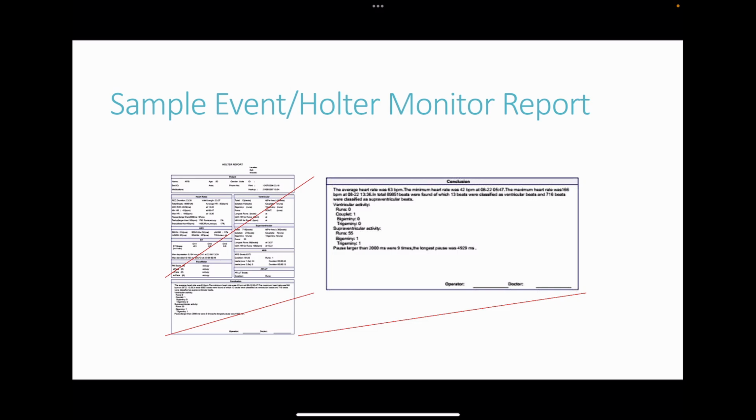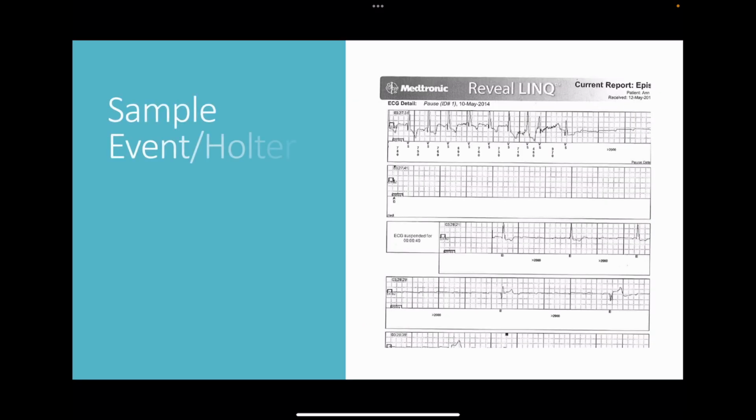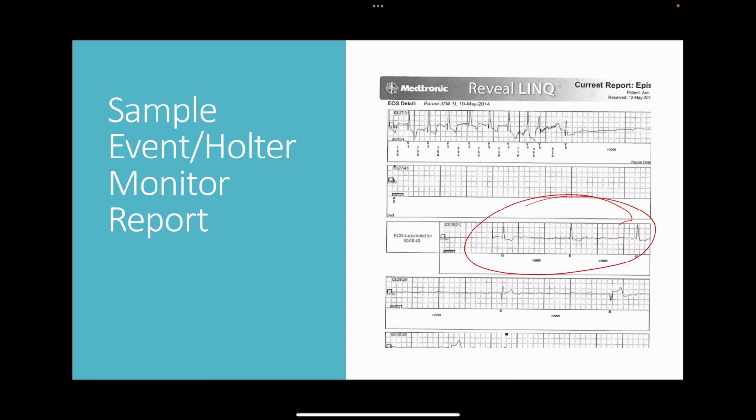So this is the report. It'll give you a little breakdown, but then this is what you're really looking for. Obviously, there are some pauses there. Here are some more pauses. So if you see this and they're complaining of lightheadedness, well, guess what? I see pauses now. You have to check that out.